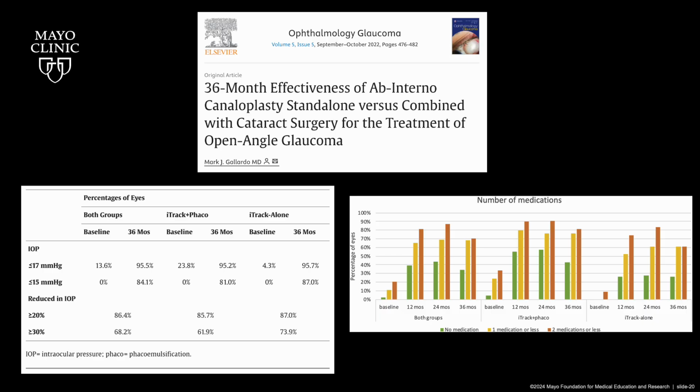In both groups, in the iTrack plus phaco and the iTrack alone, there's a significant reduction in intraocular pressure, with over 80 or 85% achieving a greater than 20% reduction in intraocular pressure, and over 60% in both groups achieving greater than 30% reduction. Looking at the figure on the right, we can see at baseline, there are very few patients who are taking no medications, and at 12, 24, and 36 months, we see that that population of patients has risen greatly.